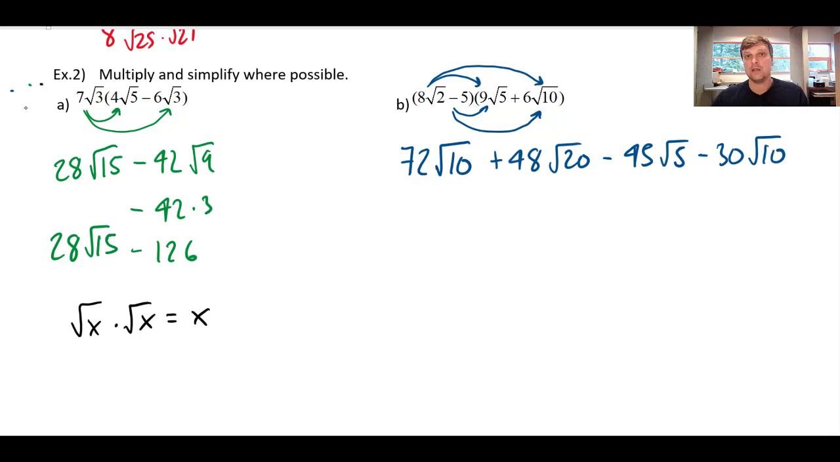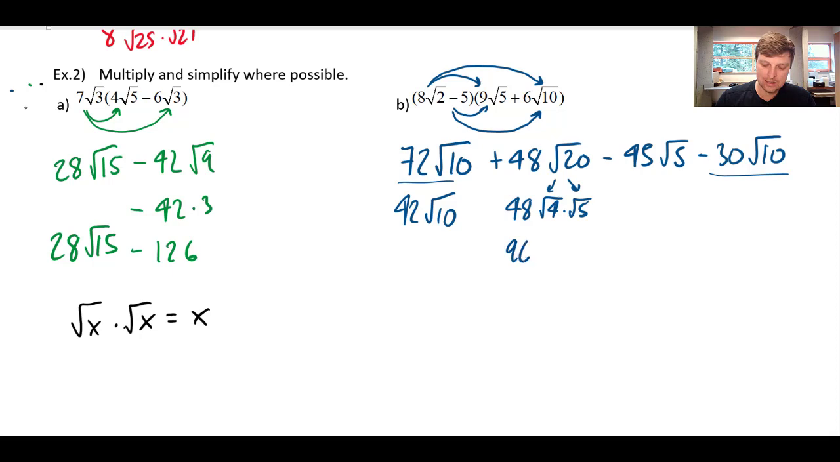So in order to clean this all up at the end, there's two things I need to look for. One, can I collect like terms? And two, can I simplify? One thing I can do is collect the like terms of root 10. So 72 root 10 minus 30 root 10 is going to be 42 root 10. So that's a little bit cleaner. But I can also simplify root 20, because that can be written as 48 root 4 times root 5, which is going to simplify to 96 root 5 minus 45 root 5.